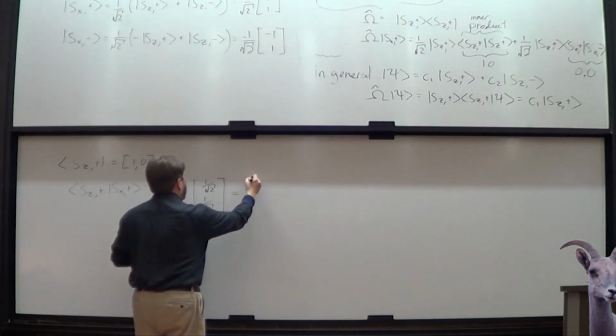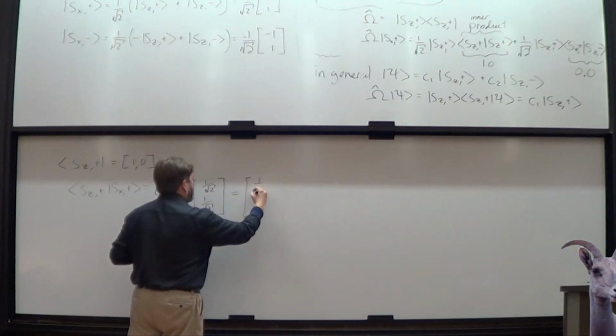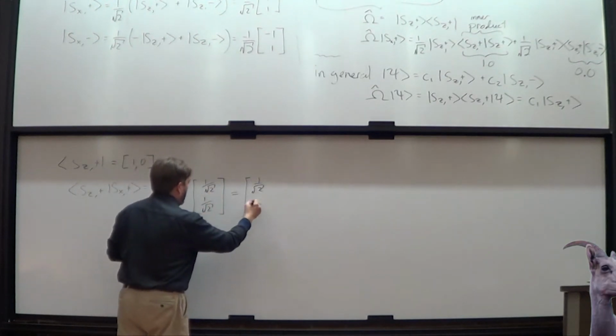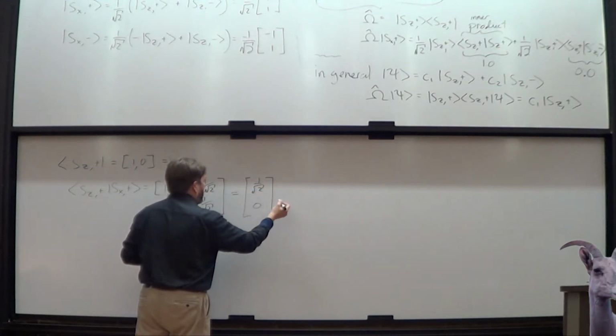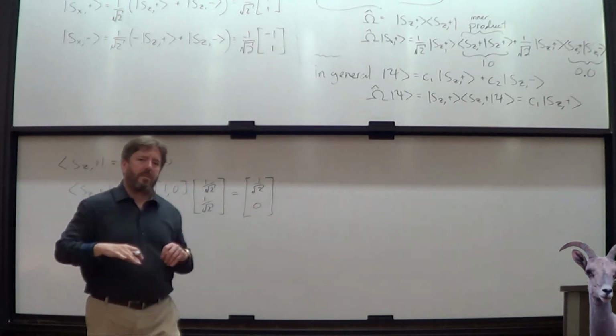Here is the first, so you're going to end up with the column vector. Here is the first element. And then here is the next element, which is 0 times square root of 2, which is 0. So this is basically Sc plus. It's diminished a little bit.